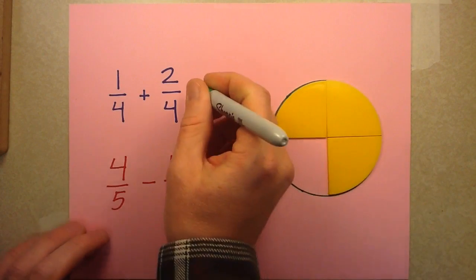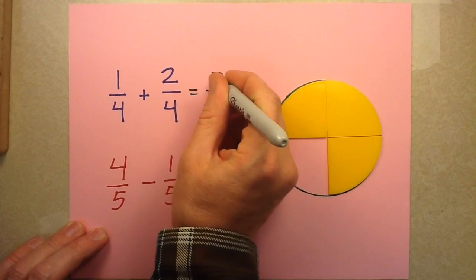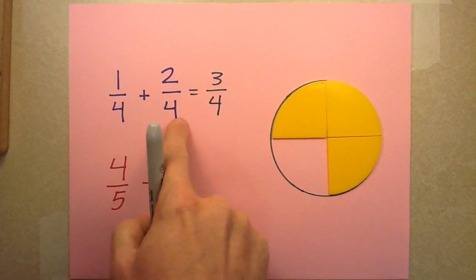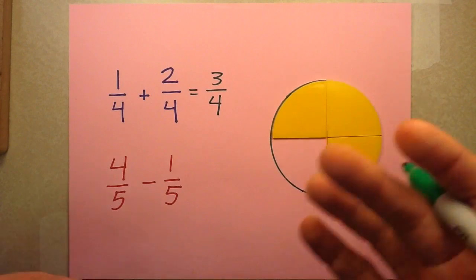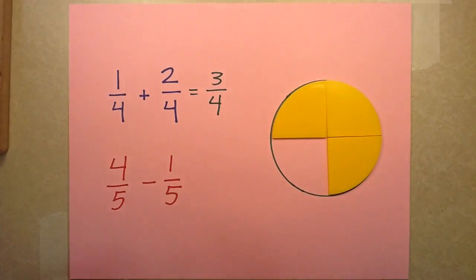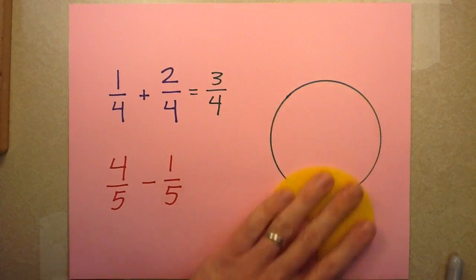So that's pretty straightforward. The thing to watch out for is that sometimes I'll see people who add these denominators together. But if you can think about a model like this, you understand why it makes sense only to add those numerators. Subtraction is the same idea.